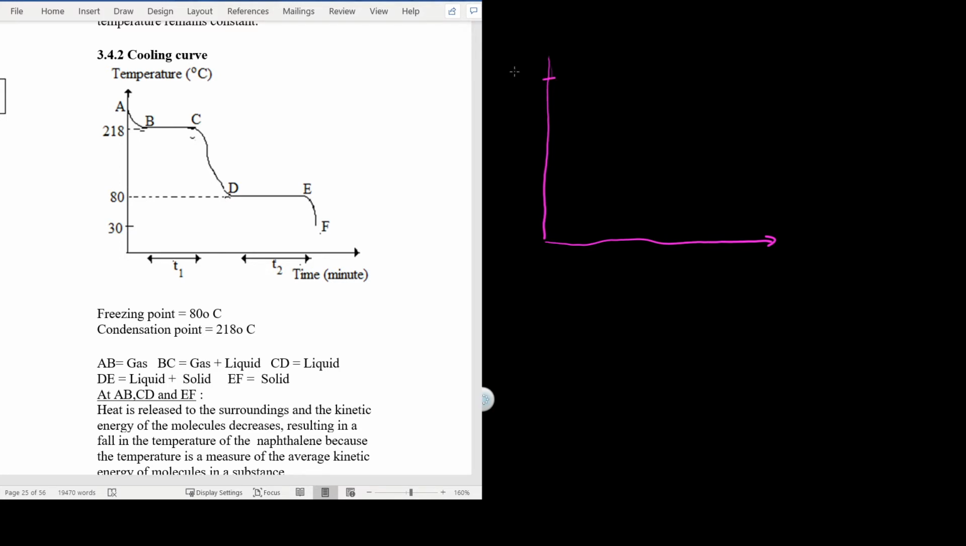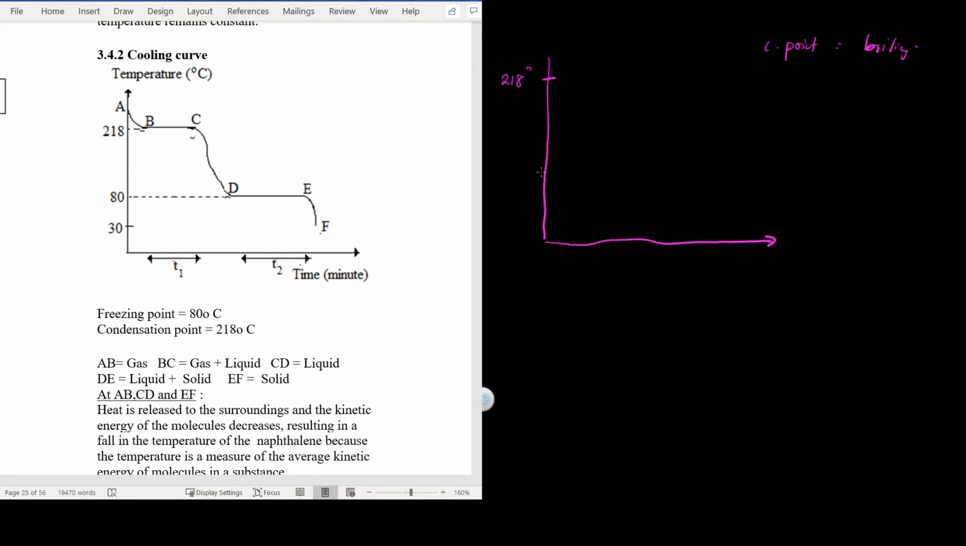So the condensation point is 218. The condensation point is equal to the term that we used before, the boiling point. So it should be the same. Here we have 218, the same as the amount already given in our first video, so it belongs to naphthalene.